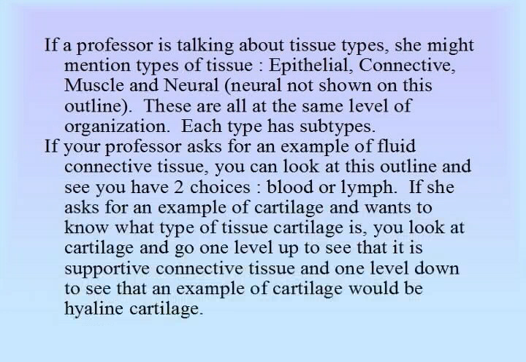If a professor is talking about tissue types, she might mention types of tissue: epithelial, connective, muscle, and neural. These are all at the same level of organization. All of these begin with a capital letter: A, B, and C. Same level of organization. Each type has subtypes. The subtypes are under numbers: 1, 2 under epithelial, 1, 2, 3 under connective, and 1, 2, 3 under muscle.